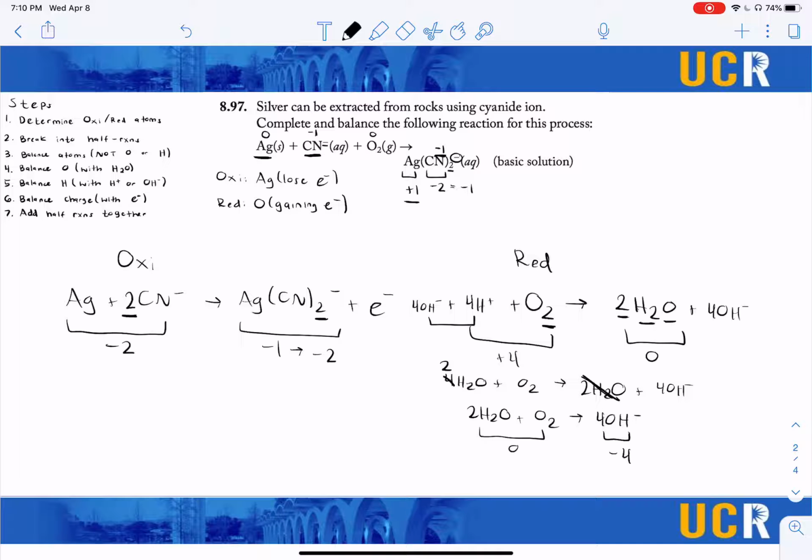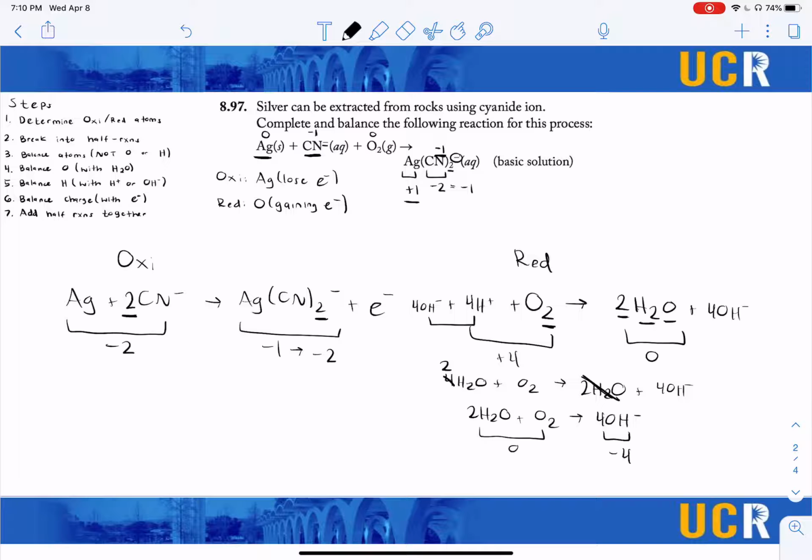So now since everything is balanced and we added the OHs because we have to add the OHs and use them, this is a basic solution. And basic solutions have a predominant amount of OHs. So that's why we can't just use the hydrogens themselves. If we could, it would be an acidic solution, but it's not an acidic solution in this case. It's going to be a basic solution.